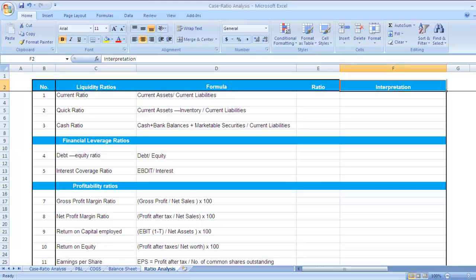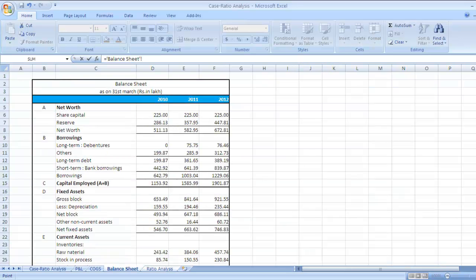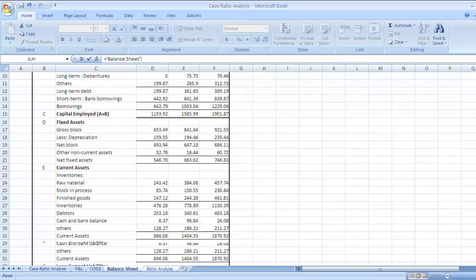As we have seen in this formula, current ratio is calculated by dividing current assets by current liabilities. So current assets will go here, equal to sign. Then we go to the balance sheet, because current assets are mentioned in the balance sheet. So total current assets, then division sign, and current liabilities.